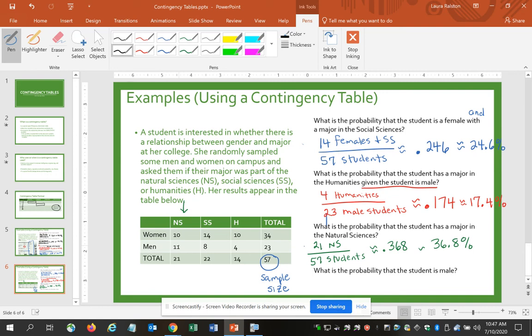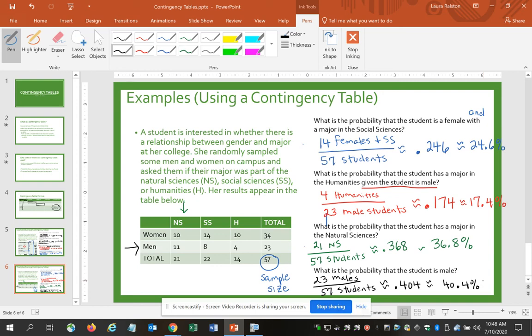Then the last one here says, what is the probability that the student is male? Here again, I only have one condition, and I want to focus on the fact that they're male or men. Okay, so there were 23 males in the survey out of the total of 57 students. Okay, so 23 divided by 57, again, watch your rounding, is 0.404, which is approximately 40.4%.